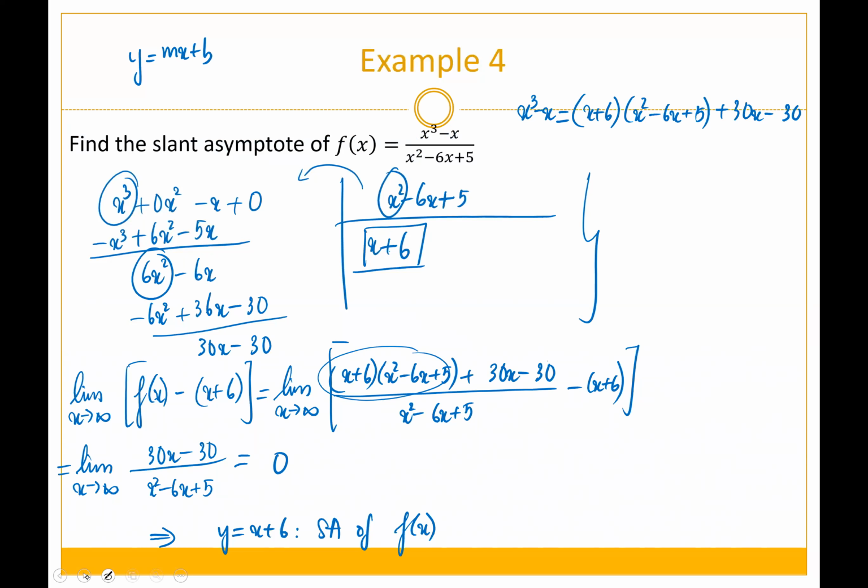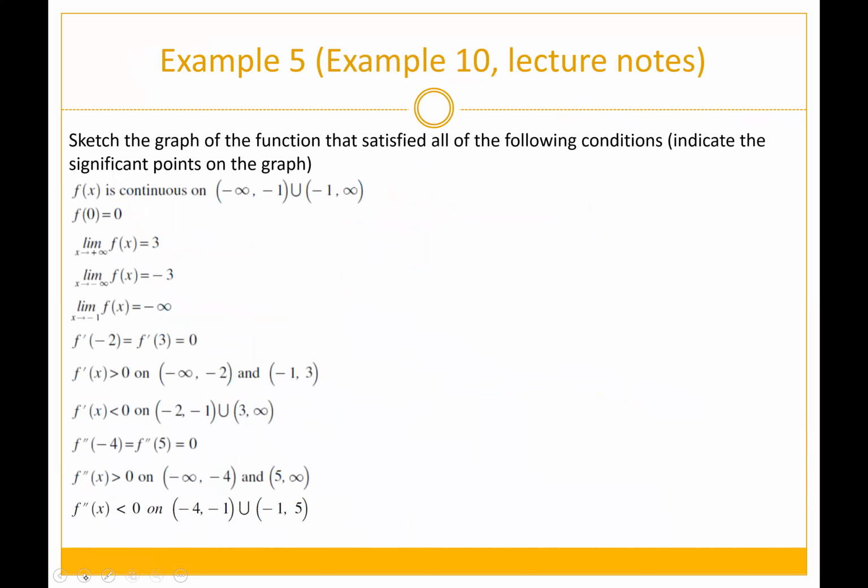Again, email me if you have any questions understanding this. If not, I'm going to go to example 5, which is example 10 in your lecture notes. Sketch the graph of a function that satisfies all of the following conditions. Indicate a significant point on the graph. Now, they give us a bunch of conditions. And so we're going to try to interpret some of these from mathematical symbols into some geometric meaning so that we know how to graph it.